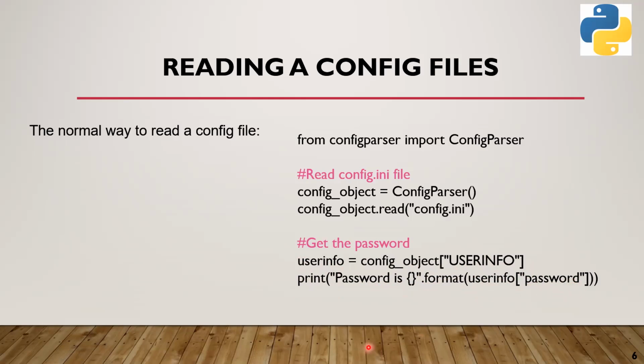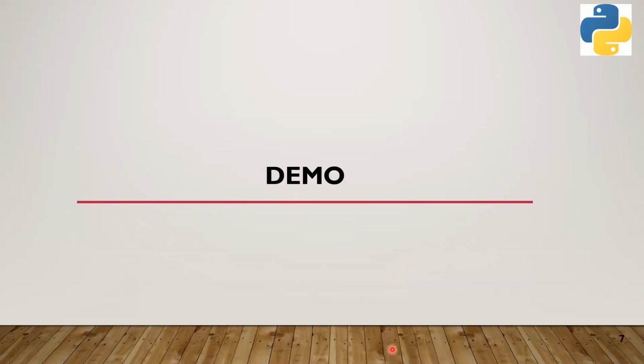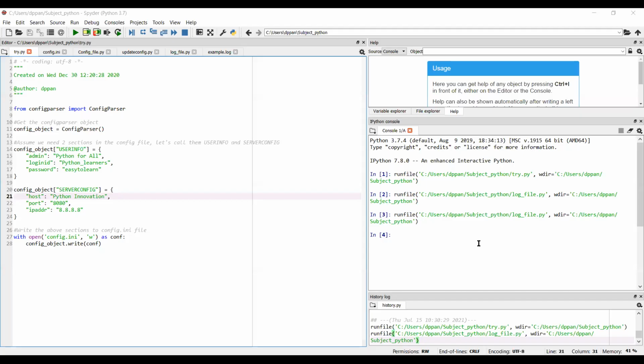Okay. So let's go for the demo first, right? We will go for the demo and then come back to the log files. Okay, so let's see the demo part over here. What I've done is, let's create one file, just a simple py file, where I have imported from config parser. I have imported config parser, right?